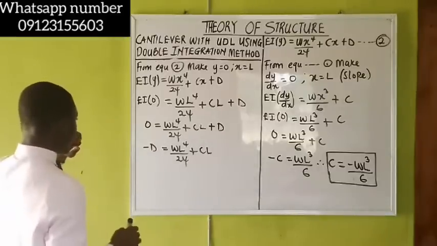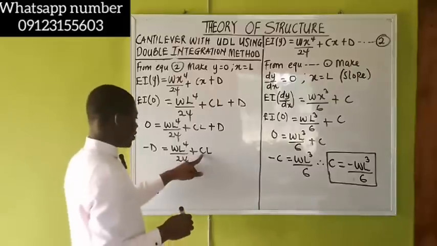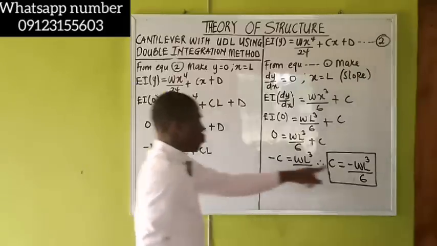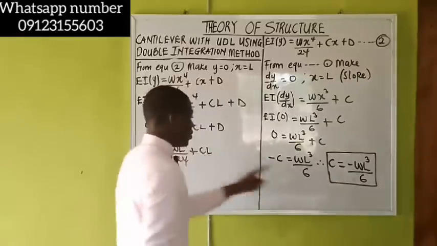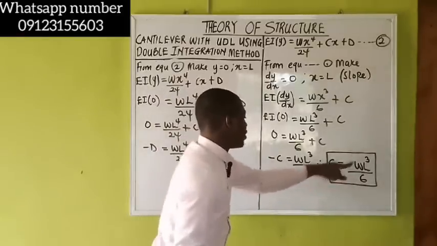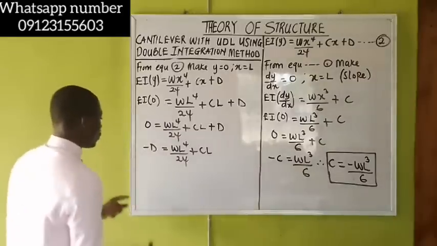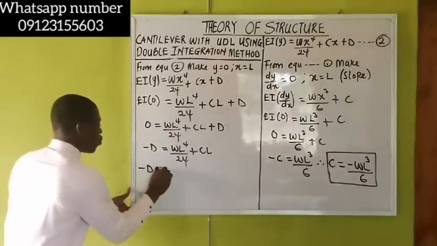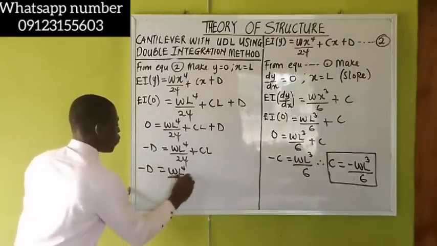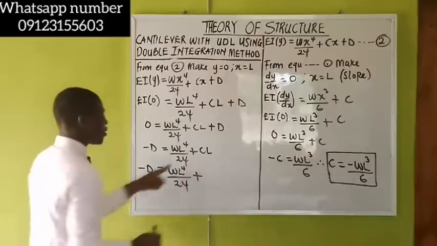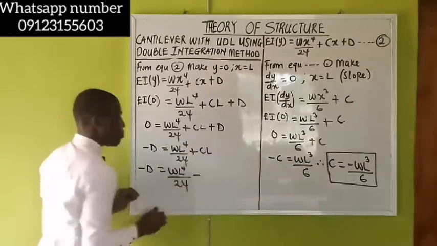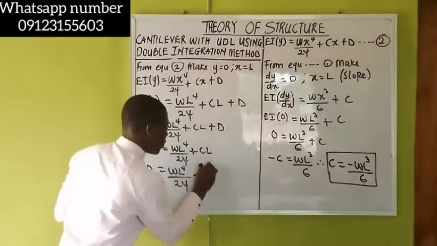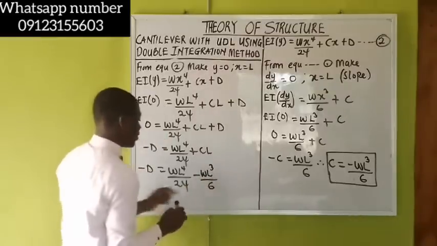D, right? But you can see this is C, and we already know the value of C to be this. So if I put C inside this, I will have minus D is equal to wx to the power 4 over 24 plus C, which is minus, so clean out this positive sign, minus wx to the power 3 over 6.